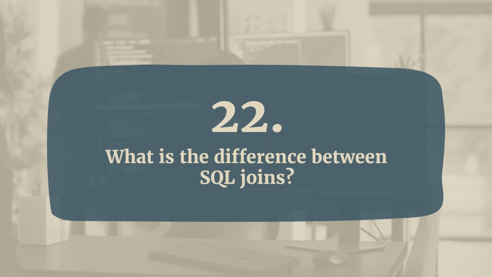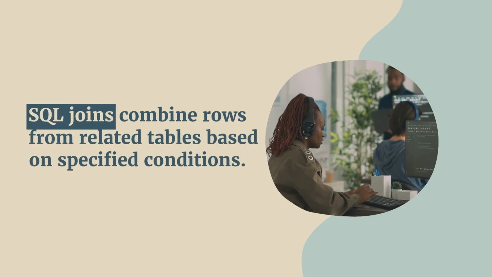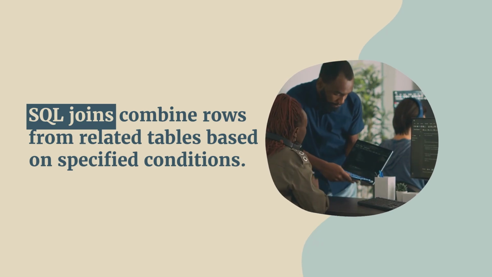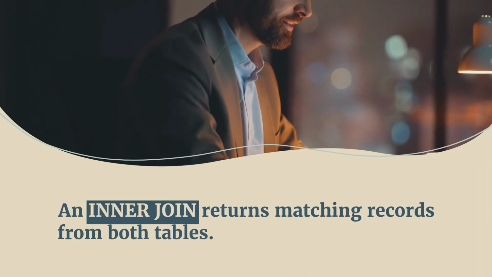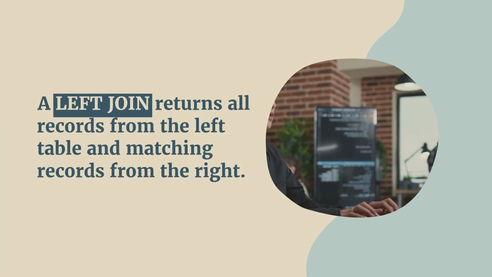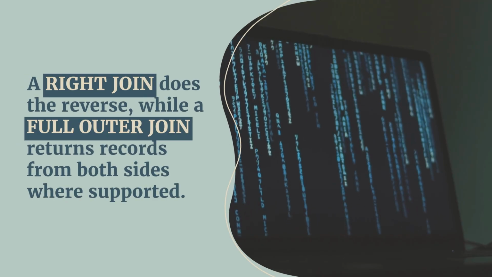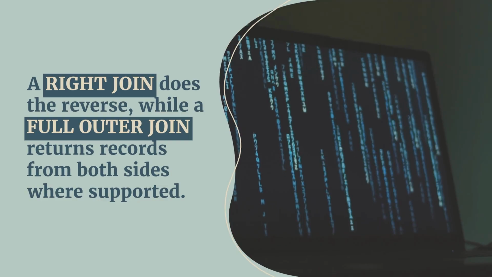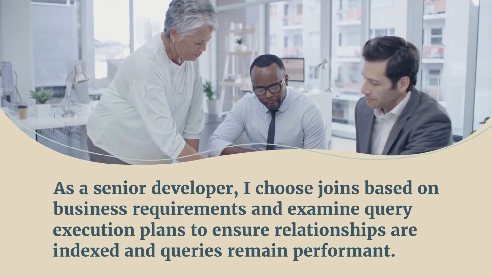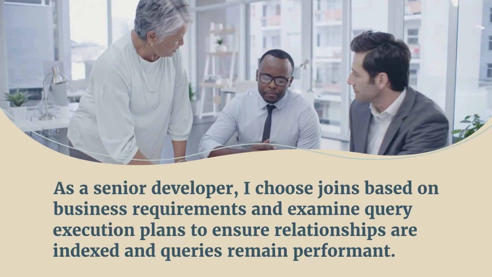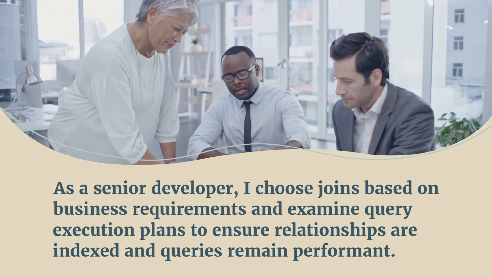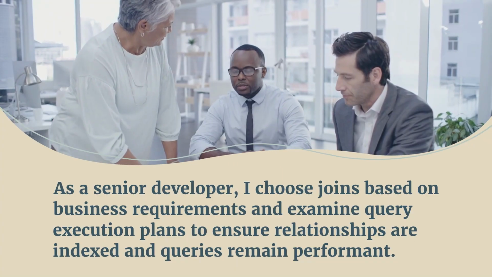What is the difference between SQL joins? SQL joins combine rows from related tables based on specified conditions. An inner join returns matching records from both tables. A left join returns all records from the left table and matching records from the right. A right join does the reverse, while a full outer join returns records from both sides where supported. As a senior developer, I choose joins based on business requirements and examine query execution plans to ensure relationships are indexed and queries remain performant.